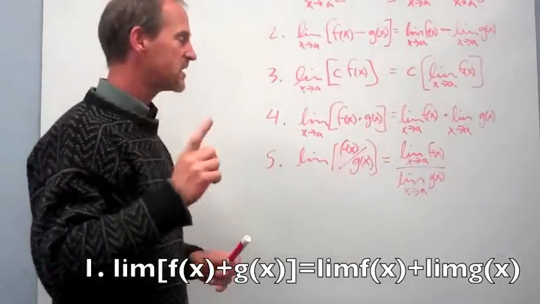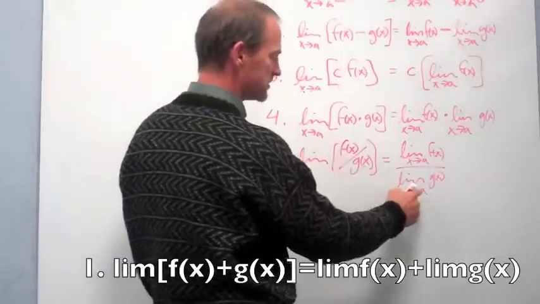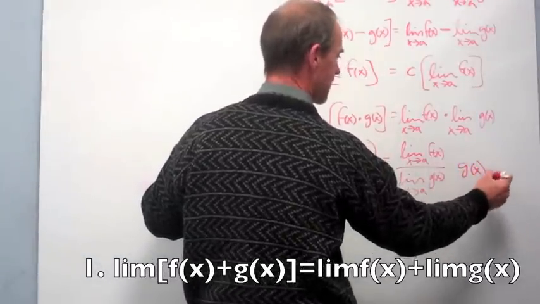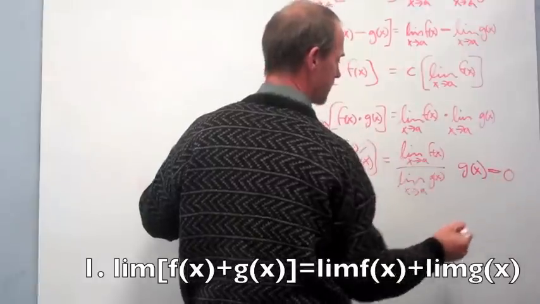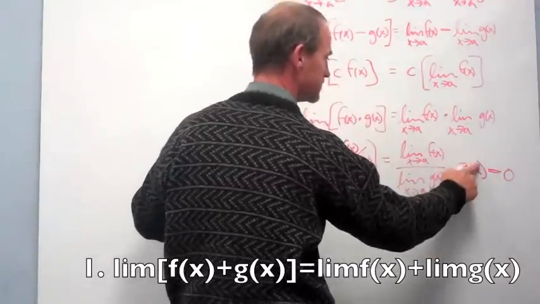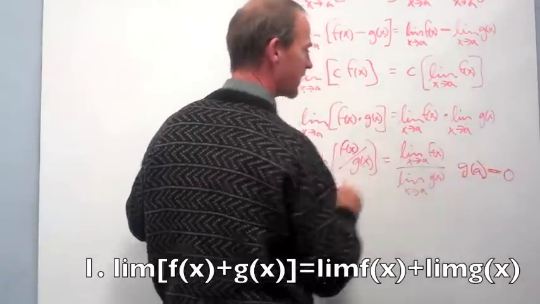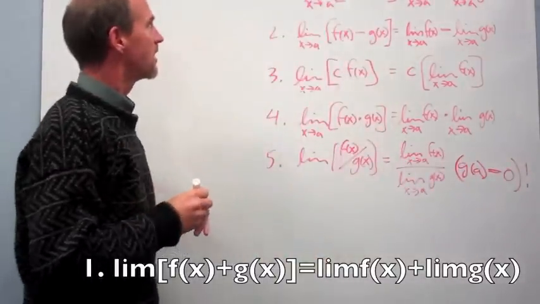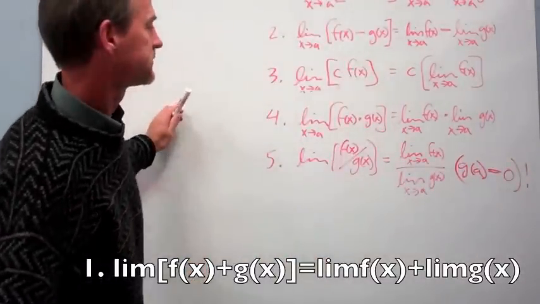But there's one really important detail, and that is, of course, we don't like division by 0, so g of x cannot be equal to 0 when we plug in a. G of a cannot be equal to 0, all right? So just be aware of that. All right, so there are those 5 limit laws.